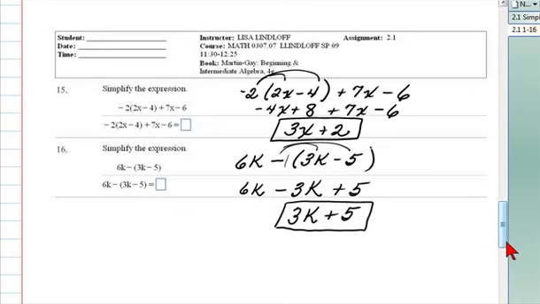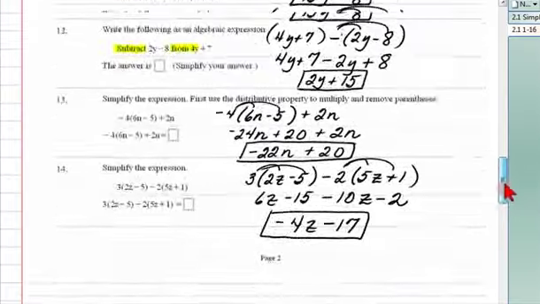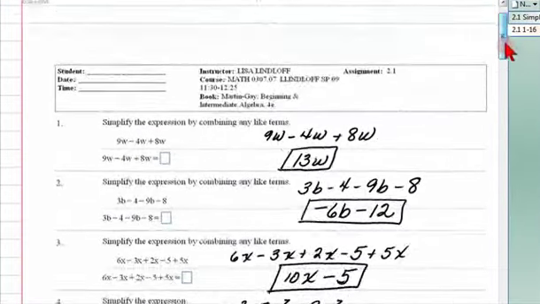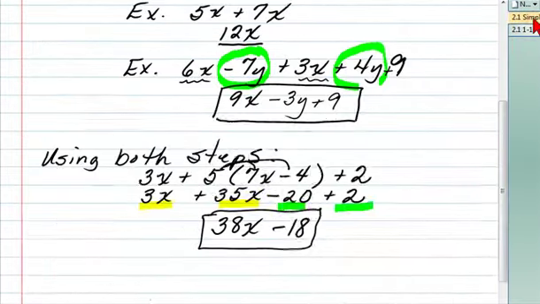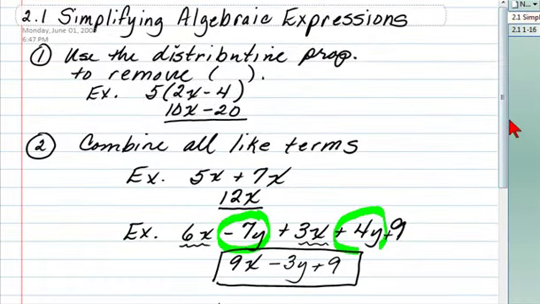Anybody have any questions on simplifying? If I went all the way to the very top and went over here, I would get my rules, and the rules are use the distributive property and combine like terms. Okay, so that finishes 2.1.